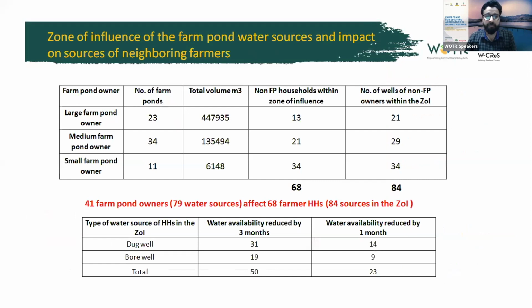Coming to the table, this is the statistical data acquired from the field. As we can see, the table concludes the total number of farm ponds, non-farm pond households, and the wells which are coming within the zone of influence. A total of 41 farm pond owners are affecting 68 non-farm pond households who have 84 water sources within the zone of influence. It has been observed that the water availability of 50 wells has been reduced by 3 months, whereas 23 wells are showing a reduction of 1 month.